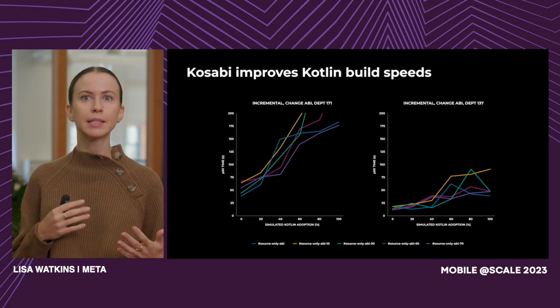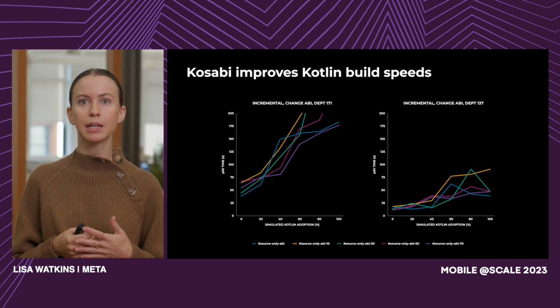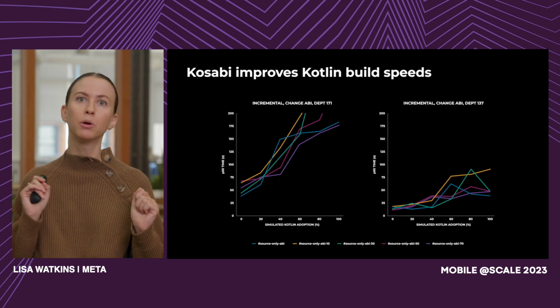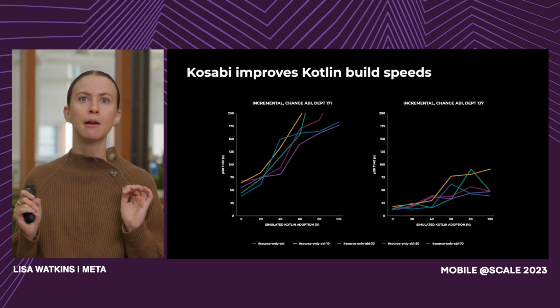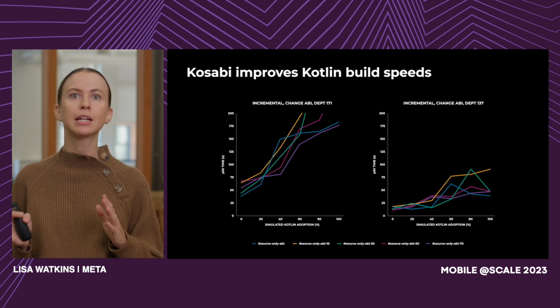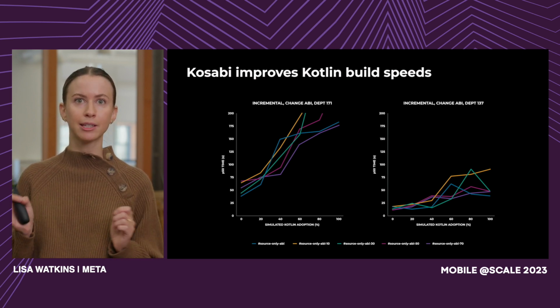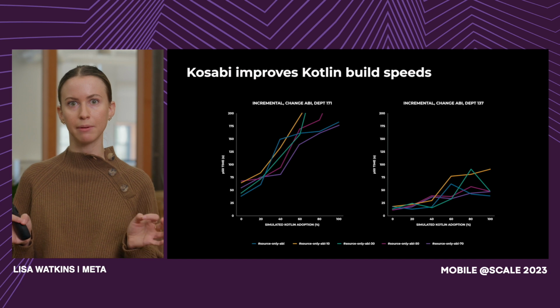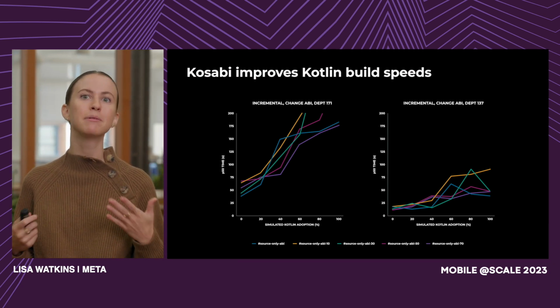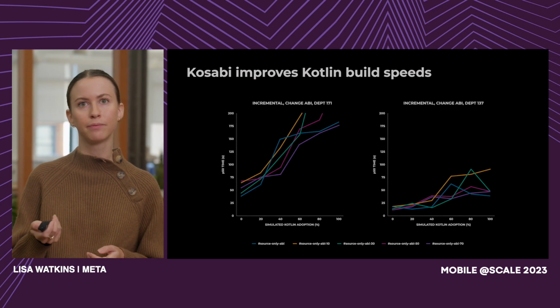Builds are not deterministic, which is why there's some variability for the different amounts of source-only ABI for both critical path depths. But in general, you can see the purple line generally compiles faster, and that's the line that has the most source-only ABI. So this is basically telling us Kosabi makes Kotlin build speeds faster.